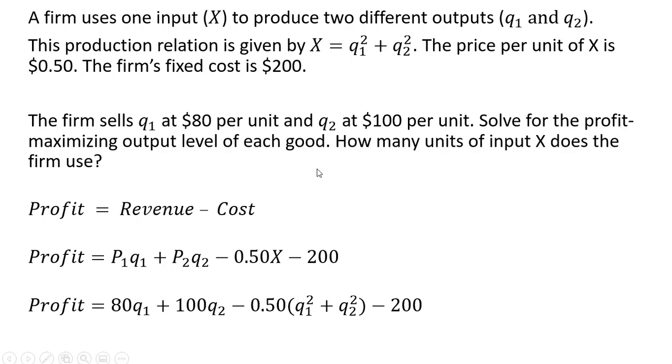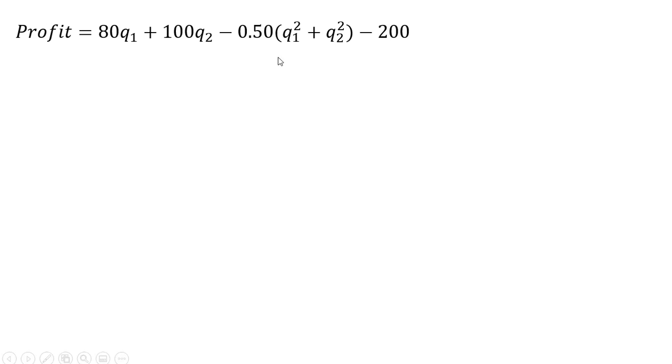For P subscript 1, we're plugging in $80, and for P subscript 2, we're plugging in $100. And for X, we're plugging in Q1 squared plus Q2 squared. And then we're subtracting out, once again, our fixed cost. Here's our profit function once again. And now we're going to maximize profit.